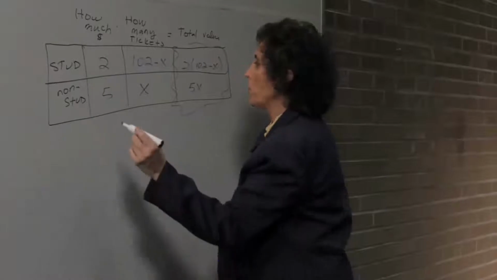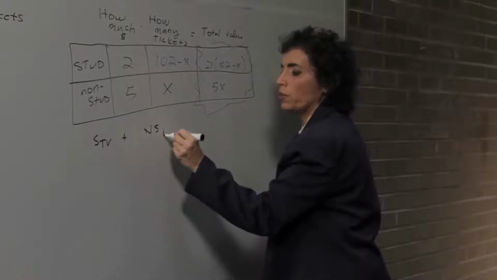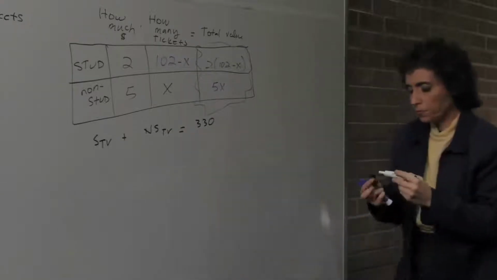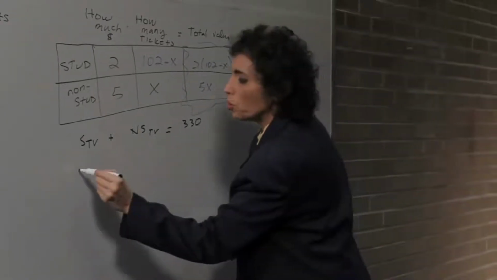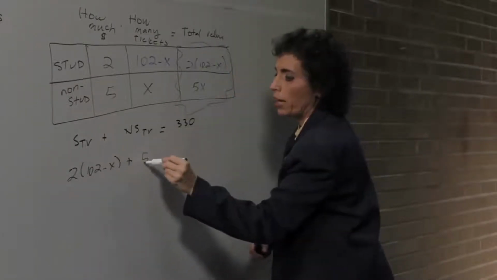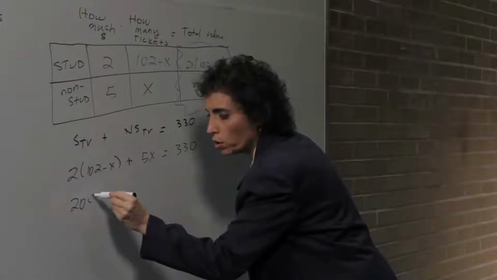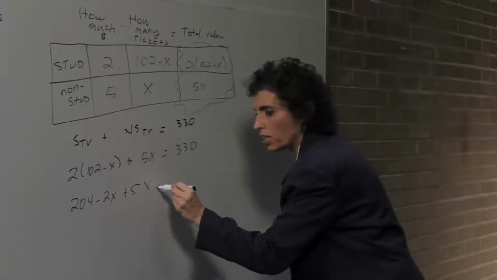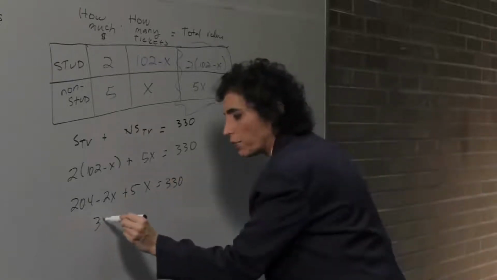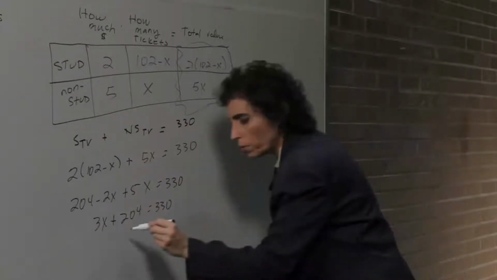So we got the student total value plus the non-student total value equals 330. So let's set this up with this color. 2 times 102 minus X plus non-student, which would be 5X, equals 330. Which is 2 times 102, 204, minus 2X plus 5X equals 330. Combining before we move, I owe you 2X, I have 5X, so I have 3X, plus 204 equals 330. Subtract 204.